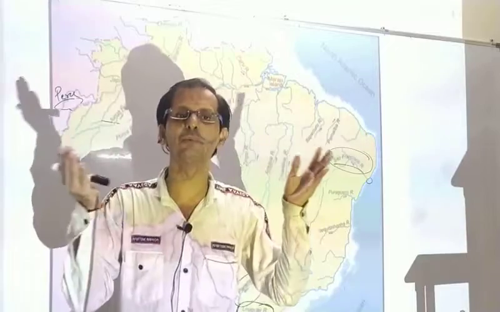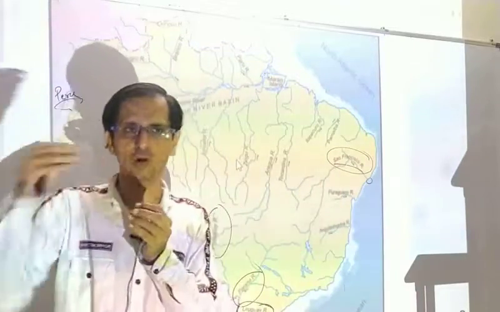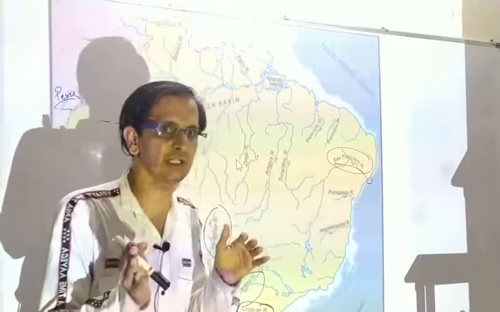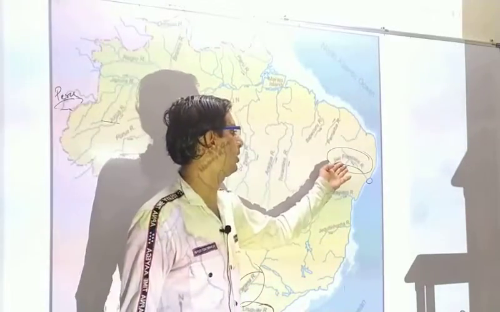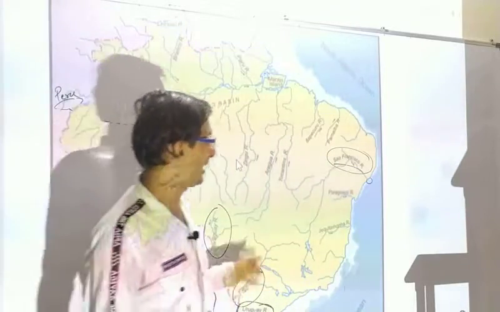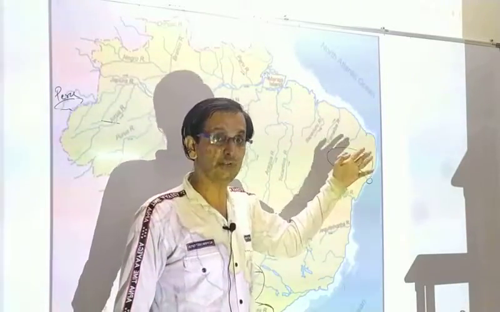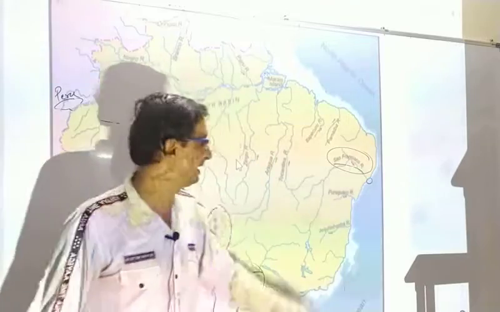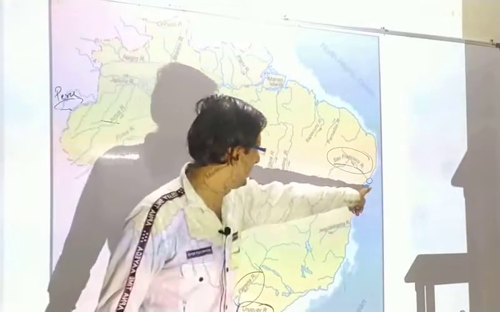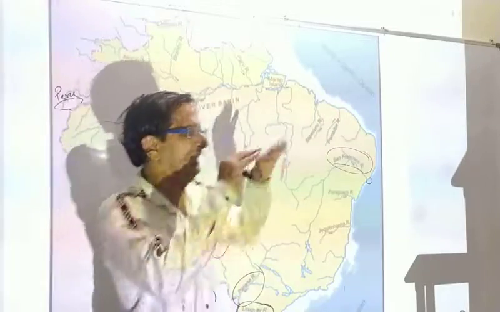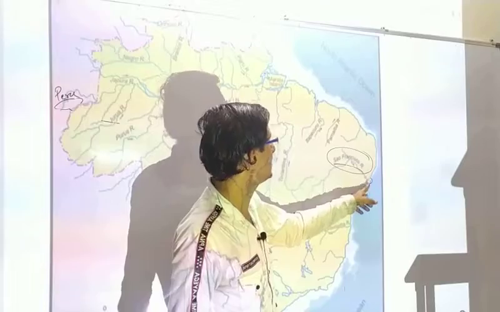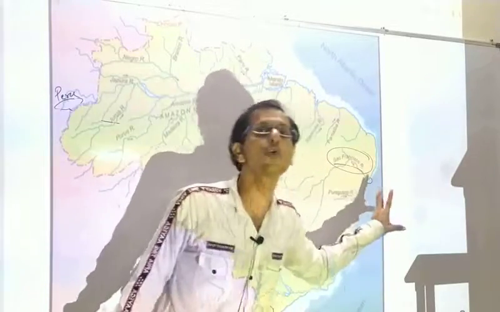Coastal rivers are not very important from the point of view of geographical study, even though from the point of view of population they are very important. And São Francisco, after the Amazon and after Paraguay Parana, is the largest river within Brazil, and it is also a coastal river. It flows to what we are calling the East Atlantic, though we cannot exactly call it that, but for convenience we are calling it the East Atlantic Ocean.